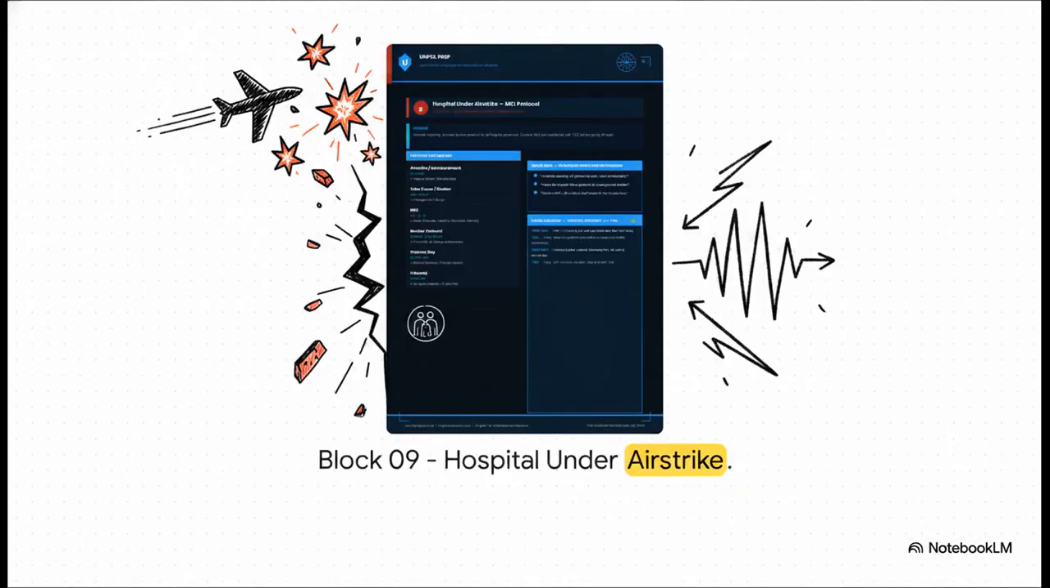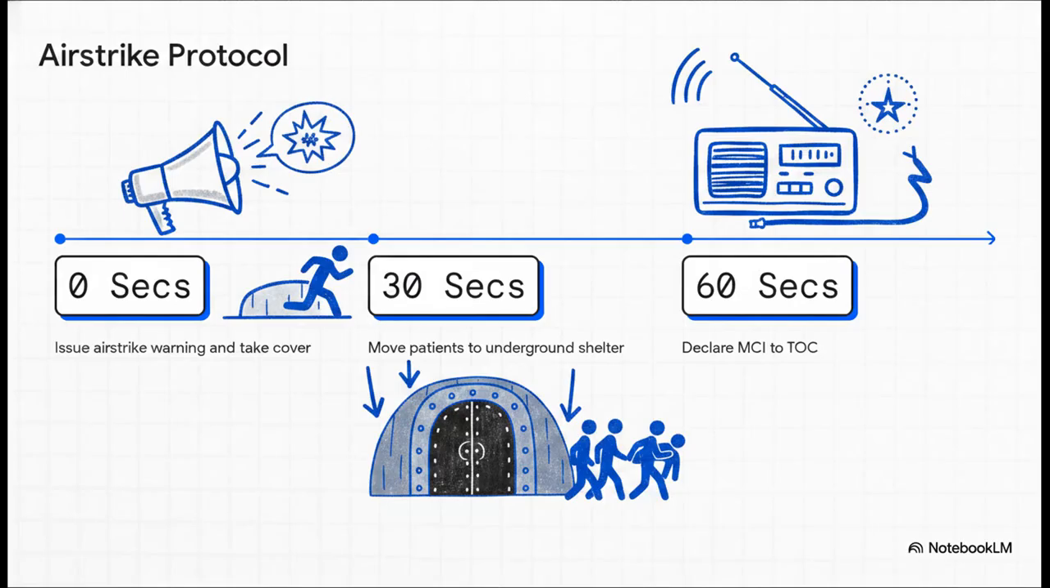Now, let's escalate to the absolute most extreme scenario you might ever face on deployment: a hospital under an incoming airstrike. We are talking about a massive mass casualty incident, or MCI. Jets are inbound, explosions are hitting less than a kilometer away. In this catastrophic situation, your communication must be absolute, immediate, and perfectly sequenced. You have to follow the strict chronological protocol.